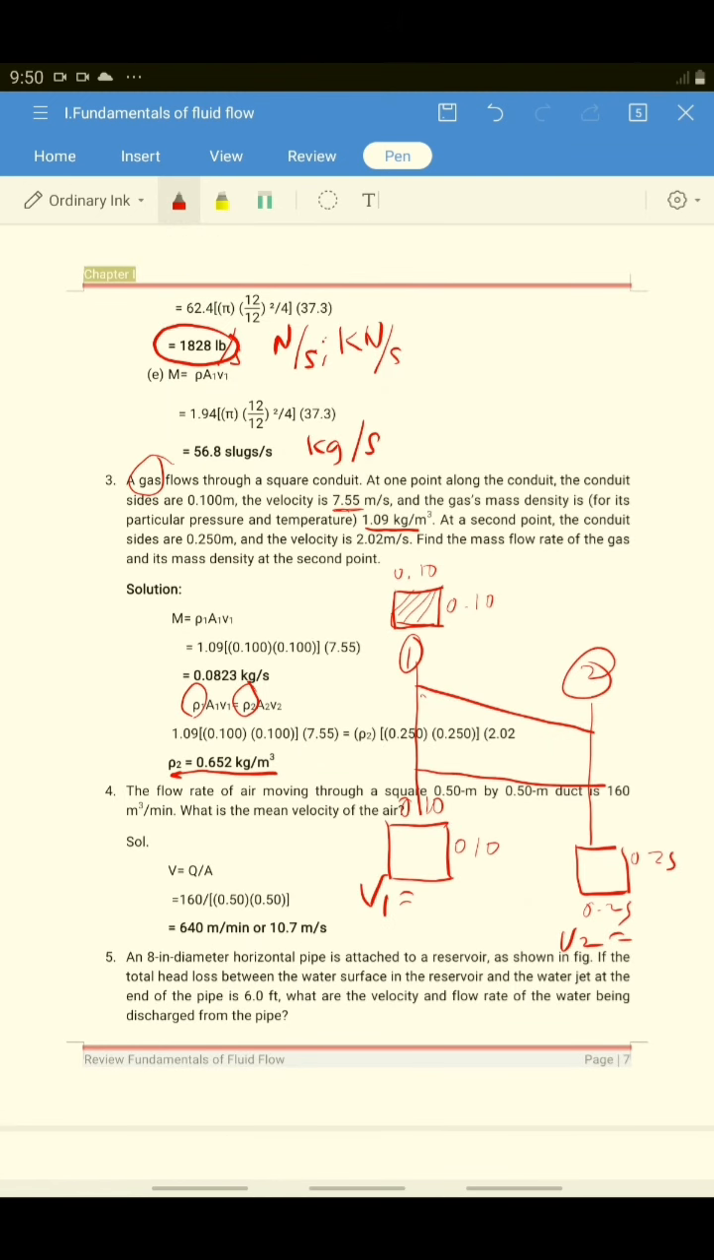So what are the points you are going to take note of for number 3? You have to identify what type of fluid it is, gas or liquid. For liquid, that is an incompressible fluid, so the density is equal. For gas, that is a compressible fluid, so the density is not equal. So you have to remember.